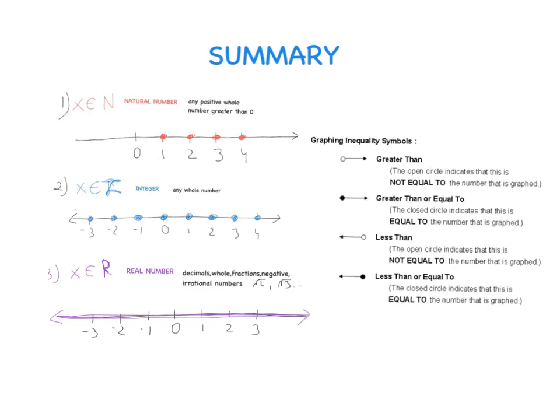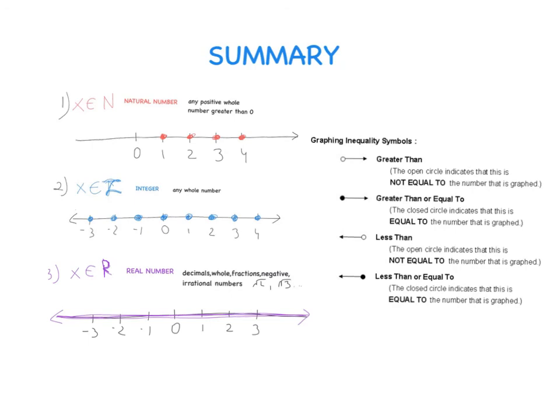Okay, so summarizing our video today, first of all, you need to know how to mark natural numbers, integers, and real numbers on the number line. And remember that natural number is a positive whole number, integer a whole number. So if you need to mark them on the number line, you are using dots. When you have real number, it might be any decimal, whole number, fraction, negative, irrational number. So you are using solid line, and then the arrow, depending on which way it goes.